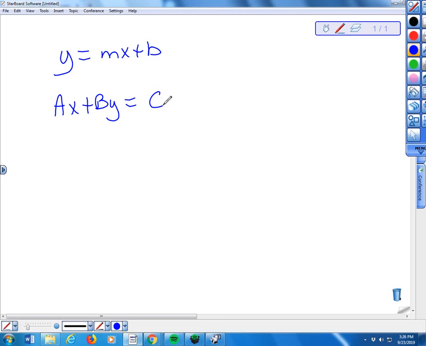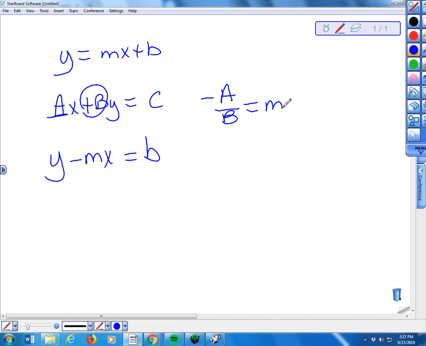Okay? So what's interesting is if I wanted to get this in standard form, I would take y minus mx equals b. B is your constant. If I wanted to get both x and y on there. If I wanted to solve for slope, the slope is actually negative a over b when it's in standard form. Let me show you why.